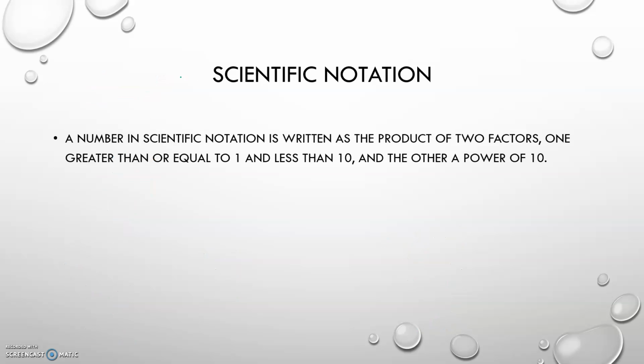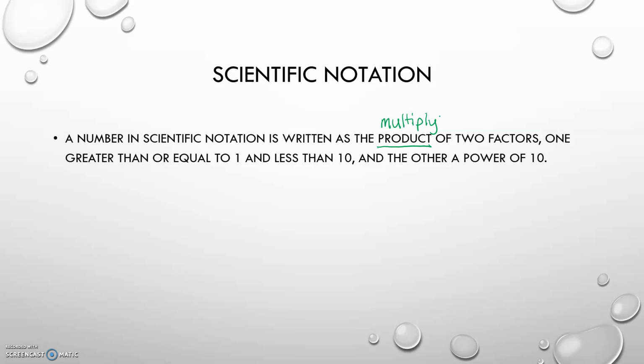All right, today we're going to look at scientific notation. A number in scientific notation is written as the product. What does the word product mean? It means multiply of 2 factors. So one of your factors is greater than or equal to 1 and less than 10. And the other is a power of 10.